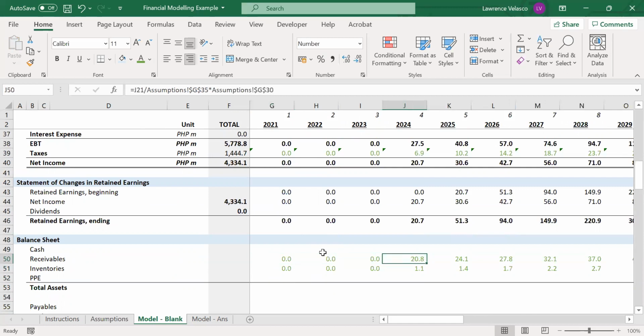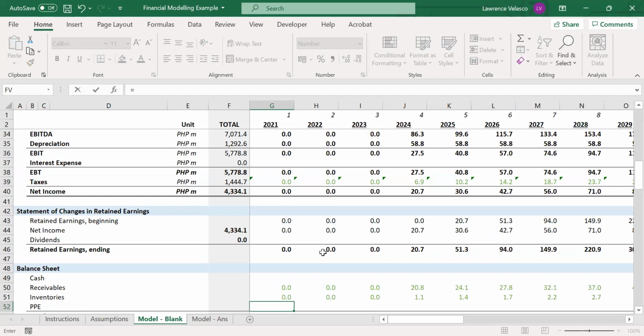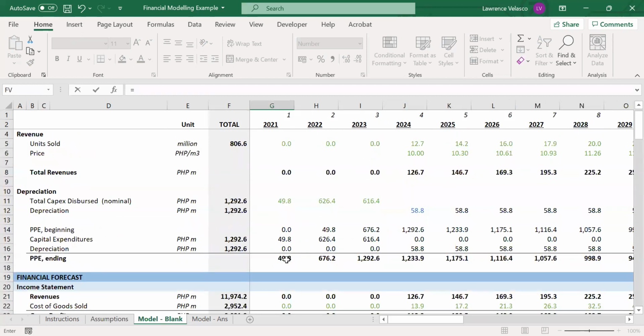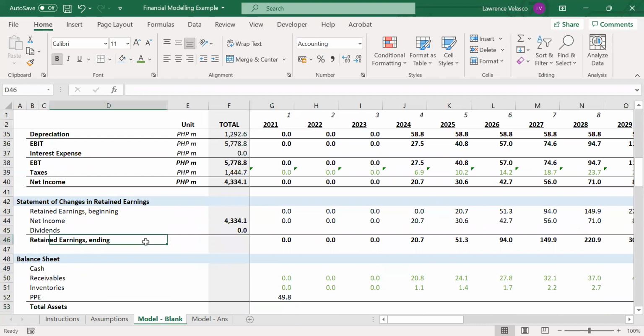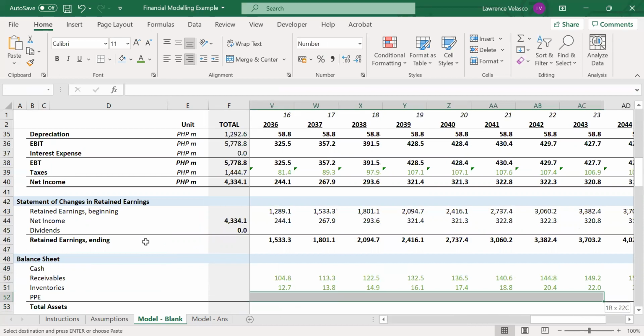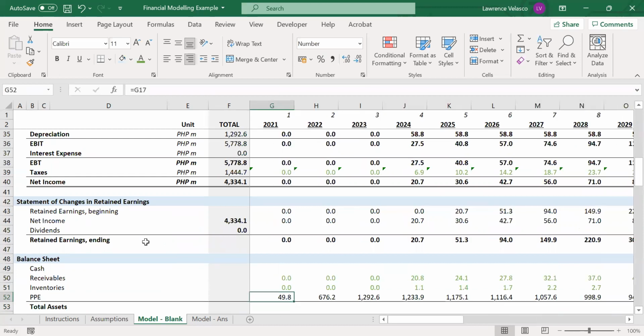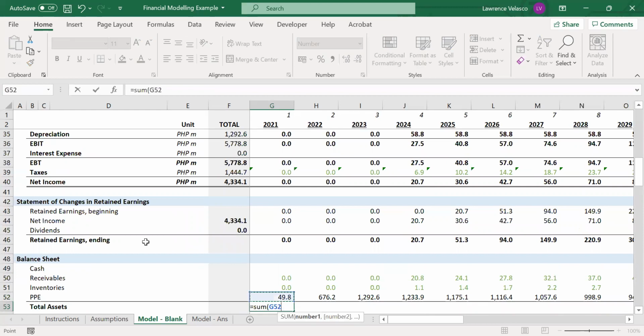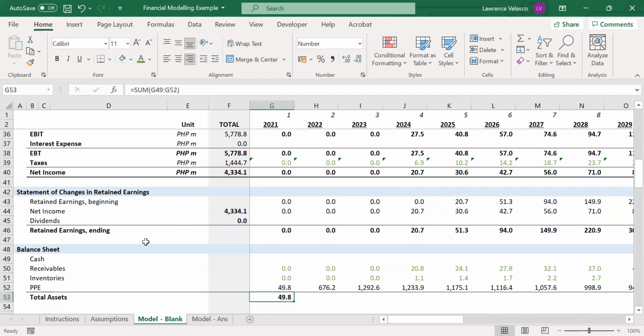So yan na, meron ka ng receivables, inventories, PPE balance. Yung PPE balance, so compute na natin, right? Connect mo lang sa taas. PPE ending. So yan na yun. It's black because wala naman siyang connection sa ibang sheet. So yan. And from there, you can compute total assets. So huwag mong kalimutang isama yung cash sa sum. So you now have total assets.